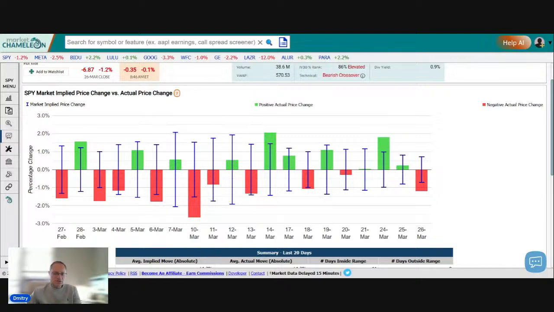And we could see here that the stock, just from the bars, had up moves and down moves. A couple of things stick out here: when the red or green bar exceeds the bracket, goes beyond the bracket, that means the move was higher than the implied move. Okay, it was greater in magnitude than the implied move based on the option prices.